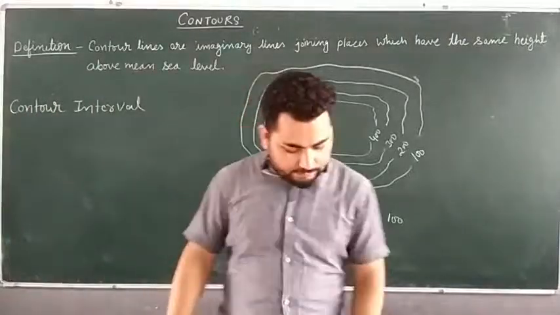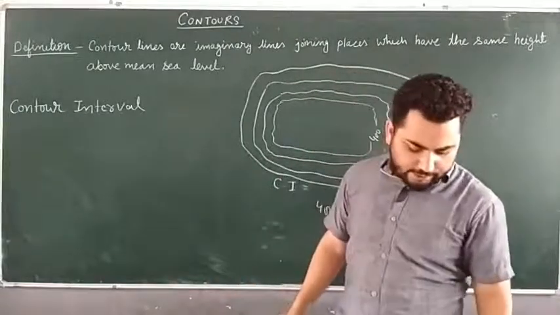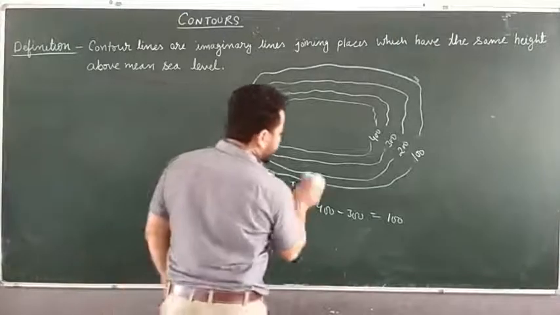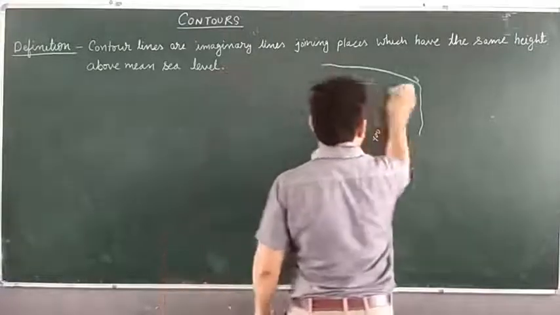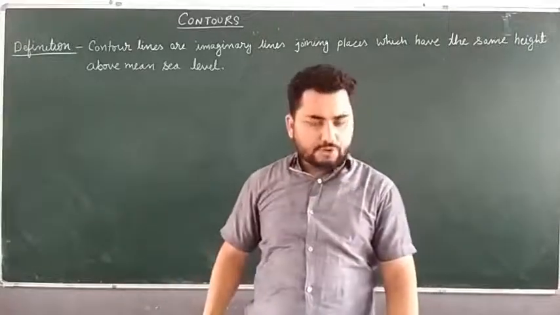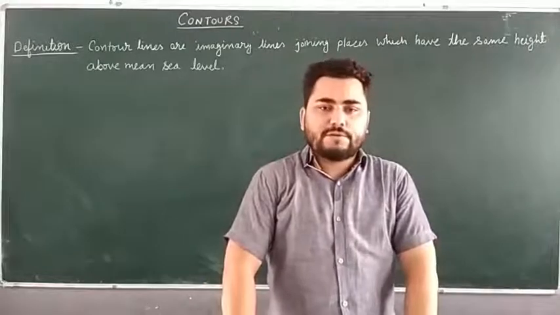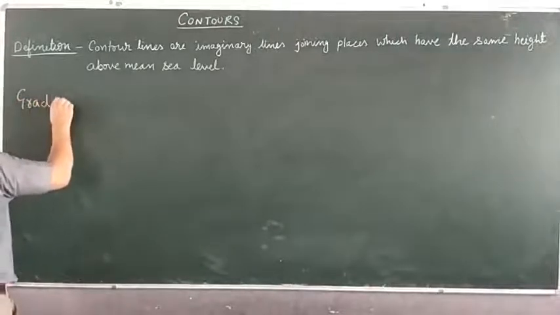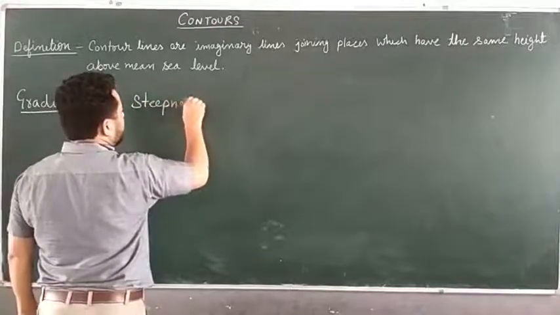Now we will study vertical interval, horizontal equivalent, and gradient. Okay. Now, what is gradient? Gradient is the ratio of vertical interval and horizontal equivalent, or you can say gradient refers to the slope of land. It determines the steepness of slope, how steep a slope is, right? Gradient refers to slope. Gradient is equal to steepness of slope.